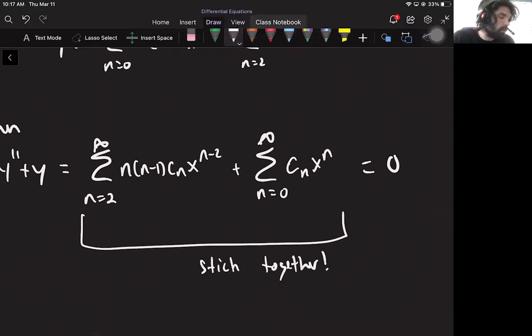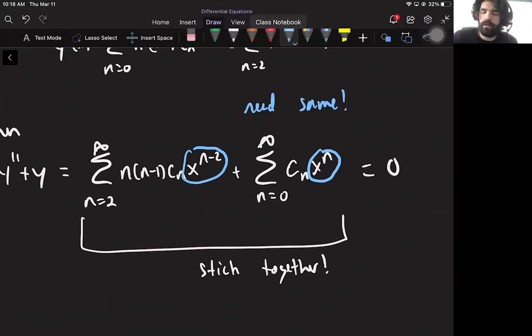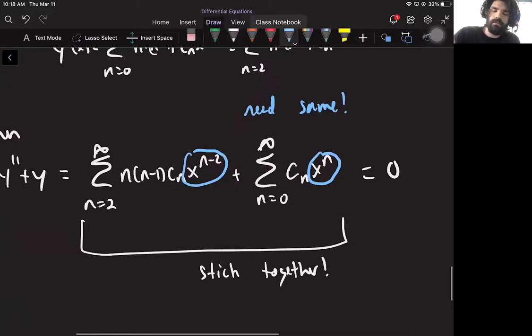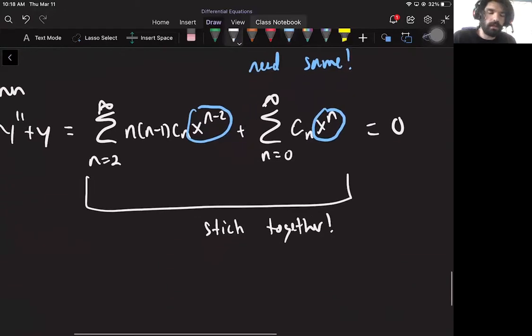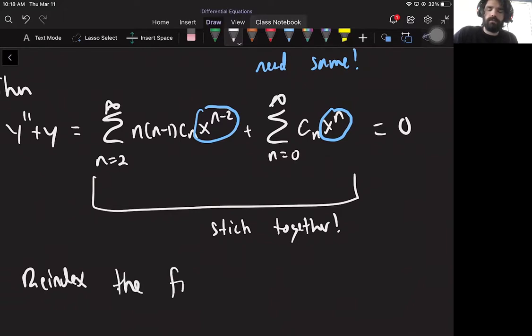So you may or may not remember how to do that. What we're going to do is we need them to both have the same power of x to make that happen. So what we can do is we can re-index, is one way to say it. Re-index the first one.